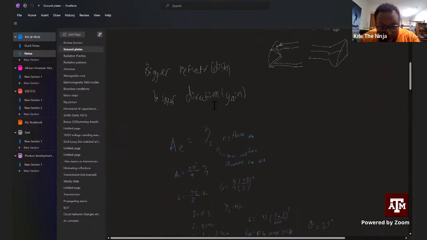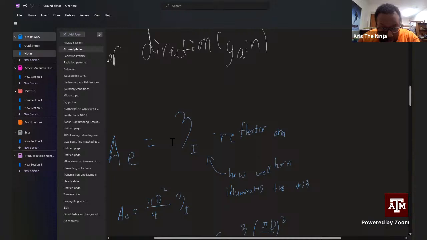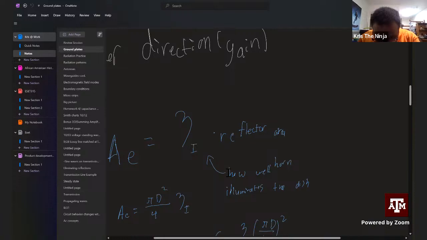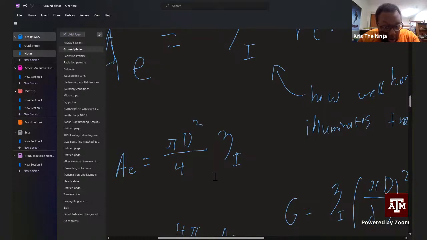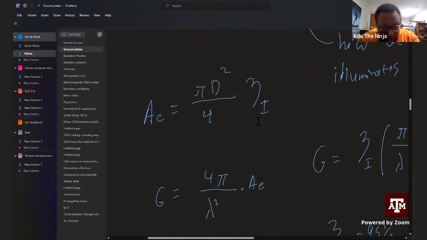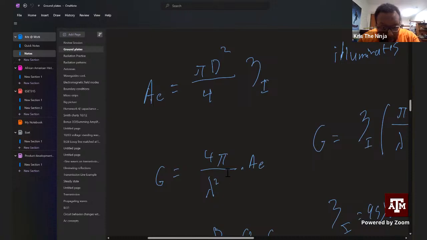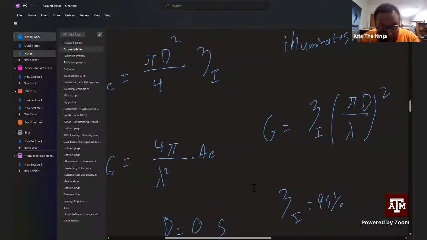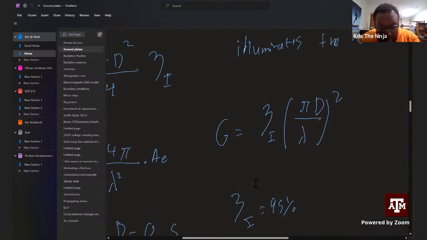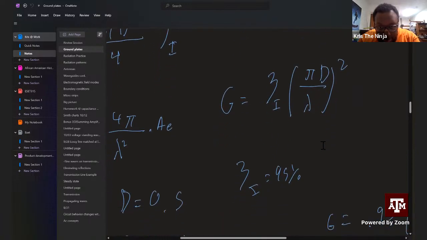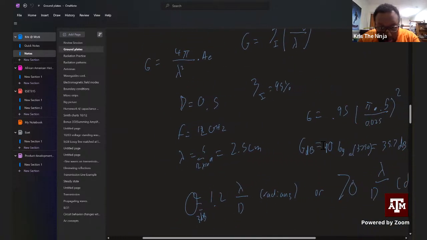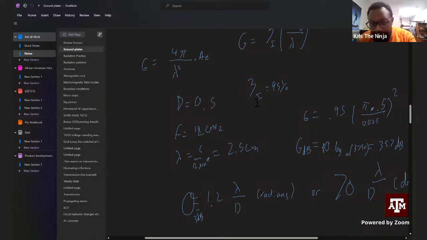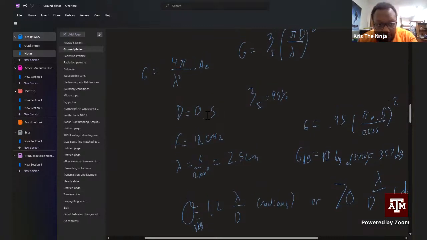Bigger reflection, bigger directivity. So you have effective area equals this, how the waveform illuminates. So once again, you have pi d squared over 4 times eta. G is 4 pi over lambda squared times the effective area. G is this times this. And this is efficiency. So at 95% efficiency, you have a d of 0.5.